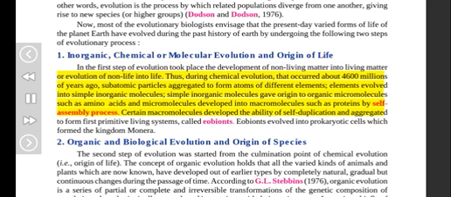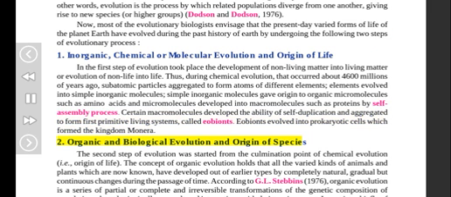Thus, during chemical evolution, that occurred about 4,600 million years ago, subatomic particles aggregated to form atoms of different elements. Elements evolved into simple inorganic molecules. Simple inorganic molecules gave origin to organic micromolecules such as amino acids, and micromolecules developed into macromolecules such as proteins by self-assembly process. Certain macromolecules developed the ability of self-duplication and aggregated to form first primitive living systems, called eobionts. Eobionts evolved into prokaryotic cells which formed the kingdom Monera.